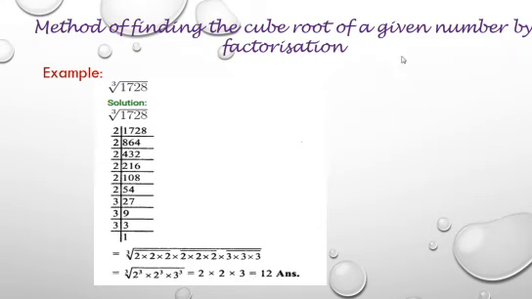Method of finding the cube root of a given number by factorization. Now by factorization we will find out the cube root. So here we are going to find out the cube root of 1728. First we will find out the prime factors of 1728. Now in cube root we are writing the numbers like this, and then we are finding out the triplets in that. Underline the triplets. Now here we can see that 2 is 3 times, here again 2 is 3 times, and 3 is 3 times.